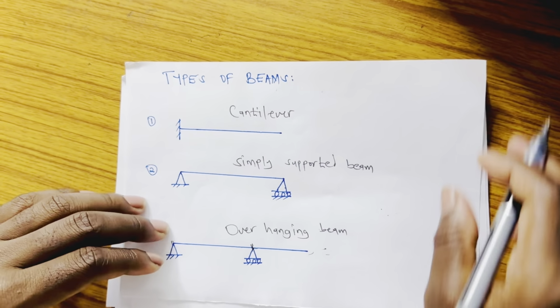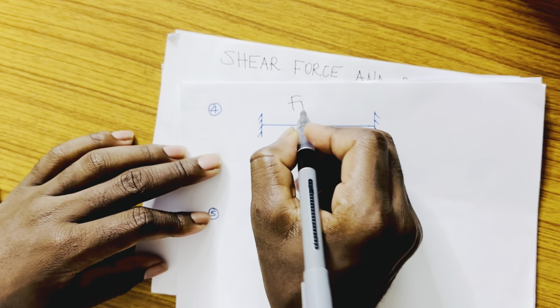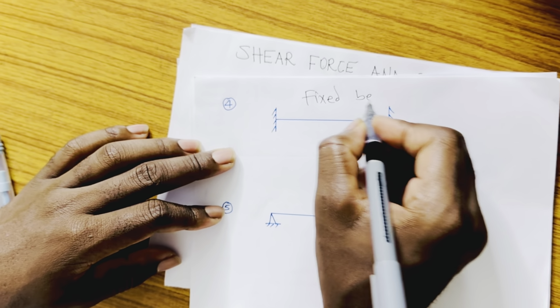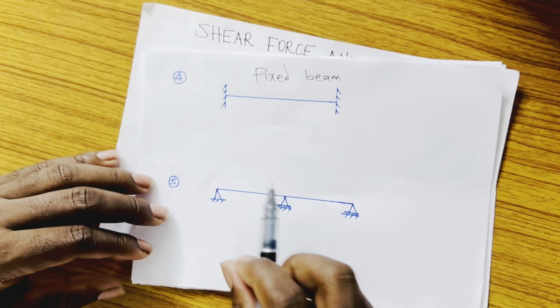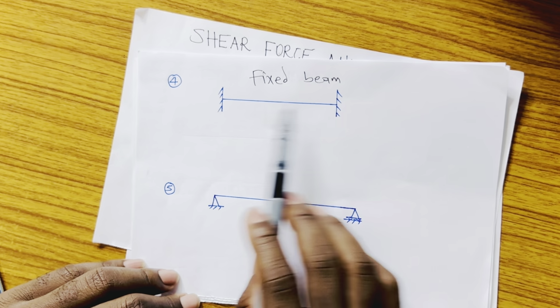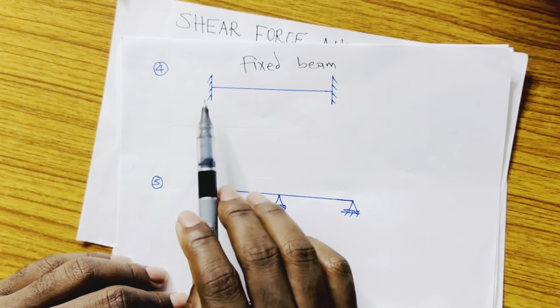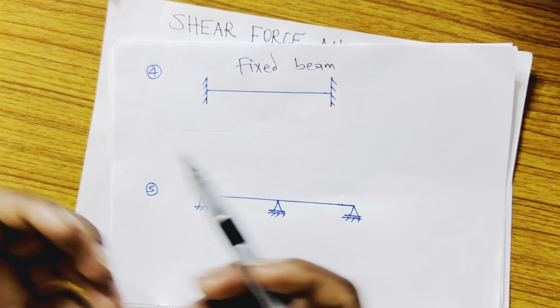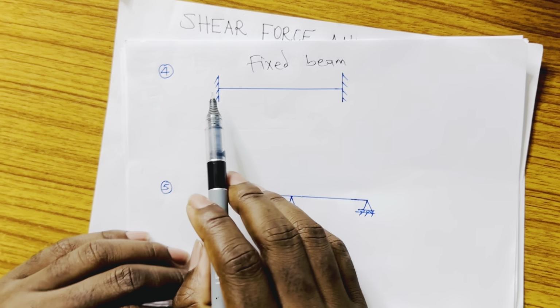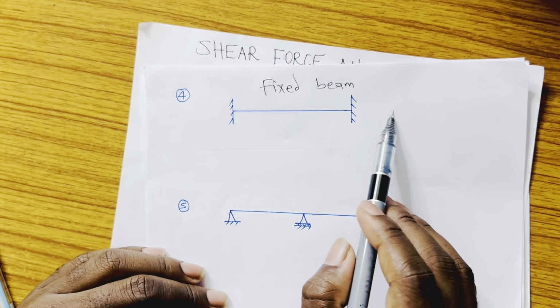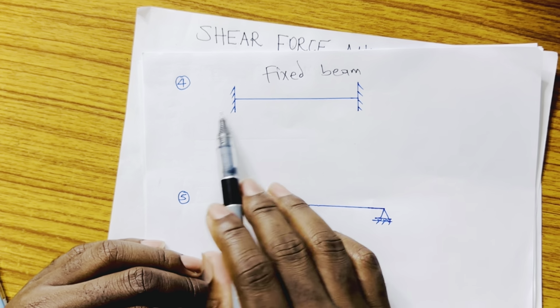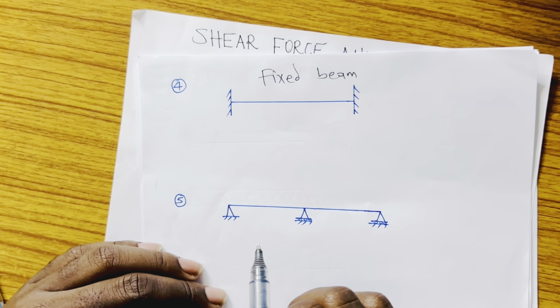We still have two more types, that is to say a fixed beam and a continuous one, which are here. So this is what we call a fixed beam. What makes it a fixed beam? A fixed beam is actually a beam that is having fixed ends on both sides. Both sides are cast into the wall. For instance, if this is the beam and these are the walls, both ends are cast into the wall. So you see, it makes it to be called a fixed beam.